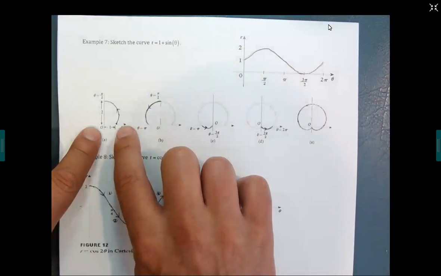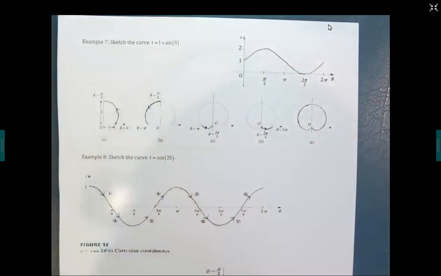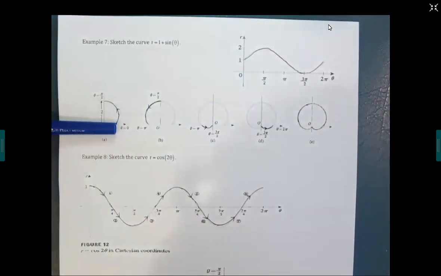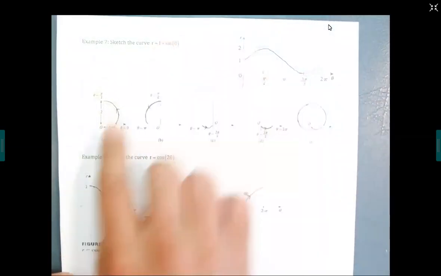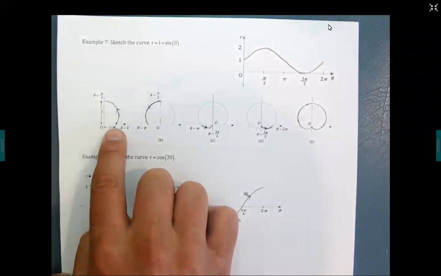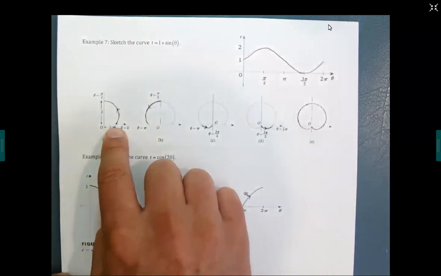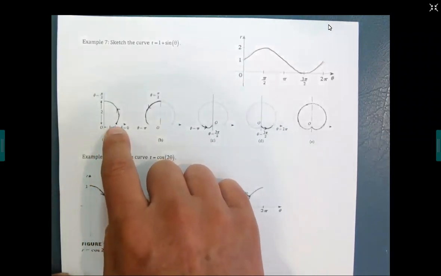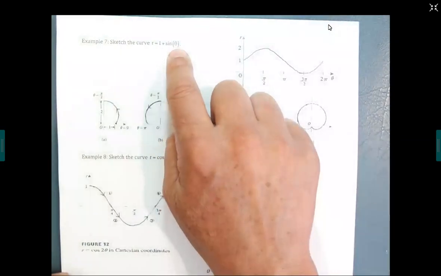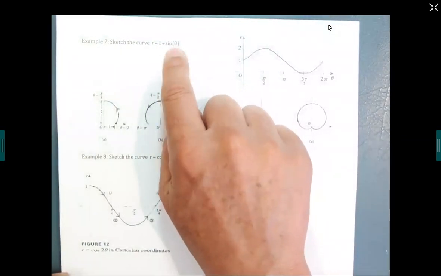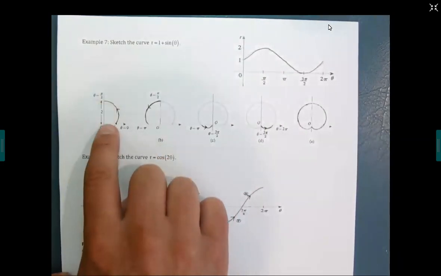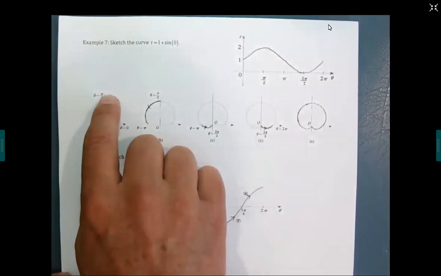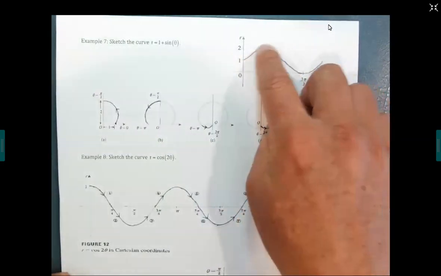We start out at angle 0. So this is angle theta equals 0. Sine of 0 is 0. So r is 1. And you can see that's the distance across there. Then as we go to pi over 2, sine of pi over 2 is 1. 1 plus 1 is 2. And you can see that's the height of this curve. So from here to here, it goes up to 2. And you can see that is analogous there.